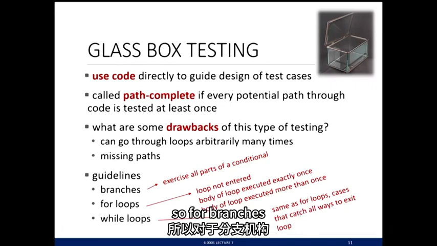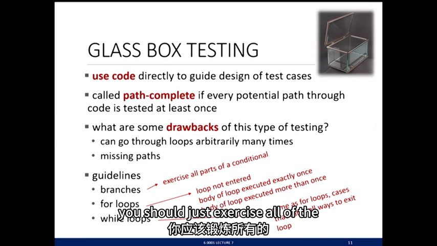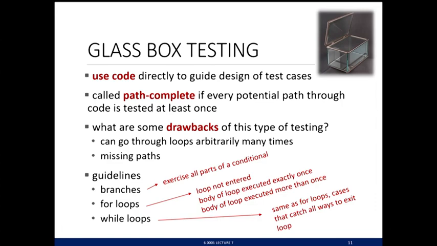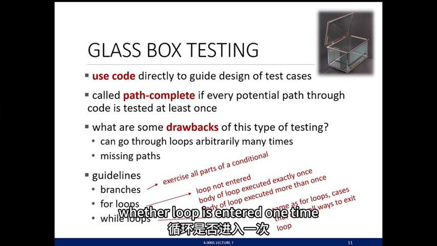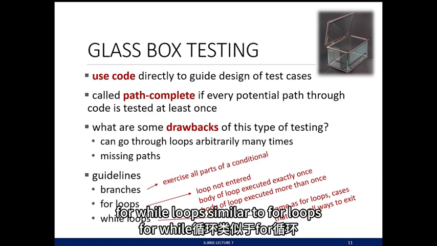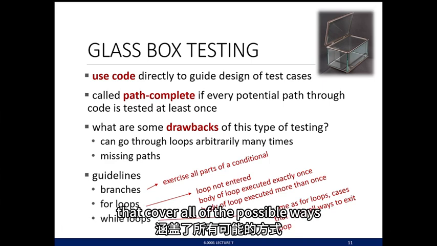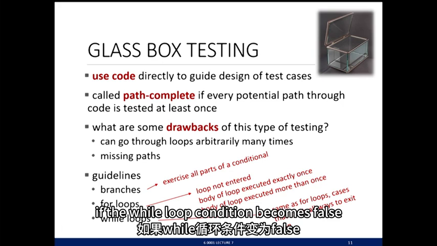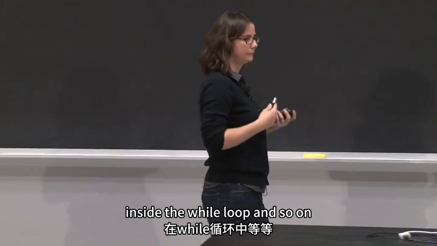So for branches, when you're doing glass box testing, you should just exercise all of the parts of the conditional. So make sure you have a test case that goes through each part of the conditional. For for loops, make sure you have a test case where the loop is not entered at all, where the loop is entered one time, and when the loop is entered just some number more than once. For while loops, similar to for loops, except that make sure you have test cases that cover all of the possible ways to break out of the while loop. So if the while loop condition becomes false, or if maybe there's a break inside the while loop, and so on.